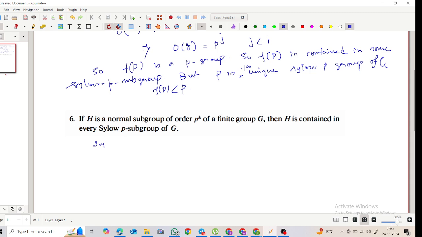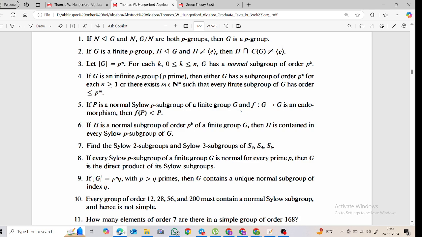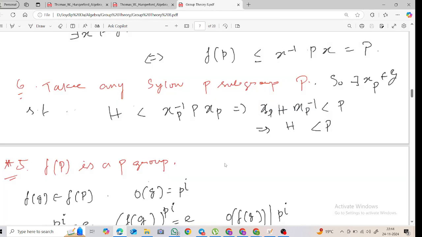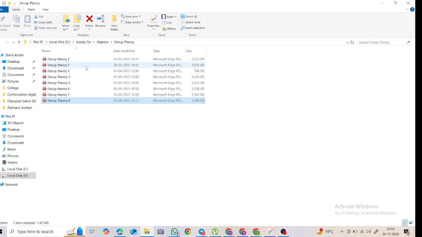Okay. So suppose P is a Sylow P subgroup of G. Okay. There, I think there was something. I mean, I think there was a result somewhere here.